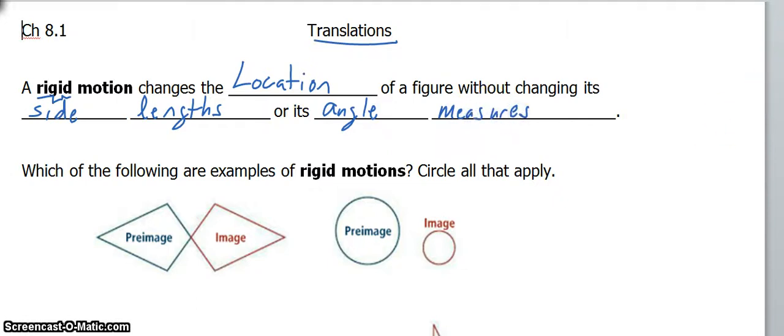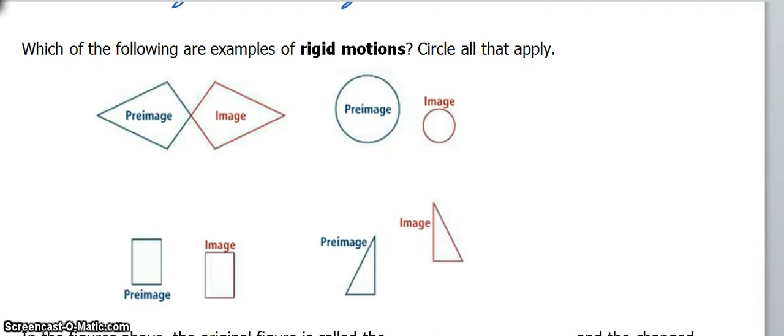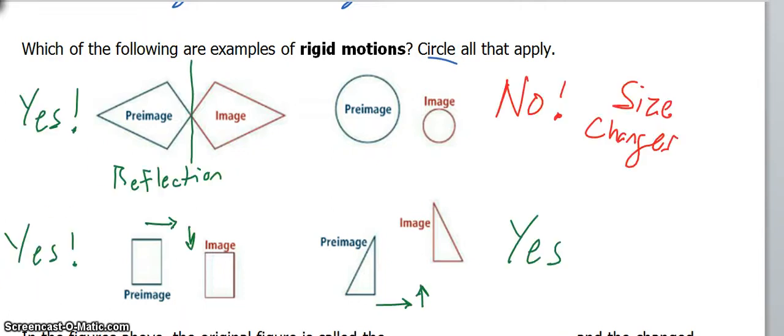So now look down here at these examples and think which of them are rigid motions, which are not. So either use check marks and X's or circle the ones that are rigid motions. Pause and try that on your own for a moment. So what we see here is that 3 of them are rigid motions.